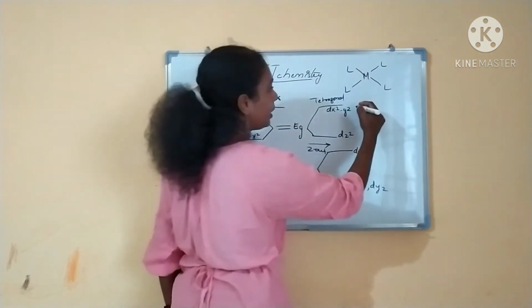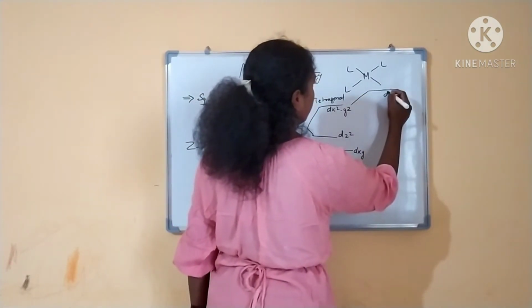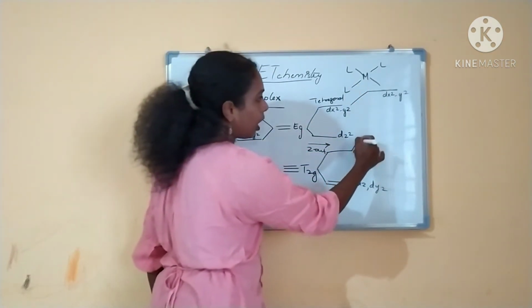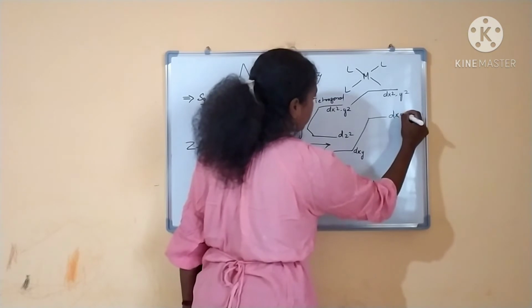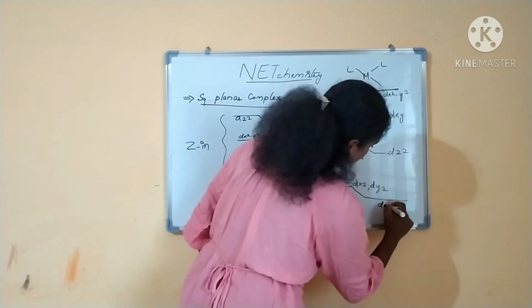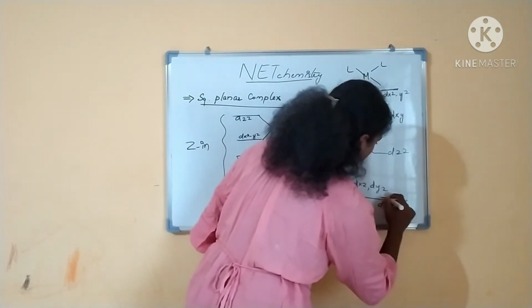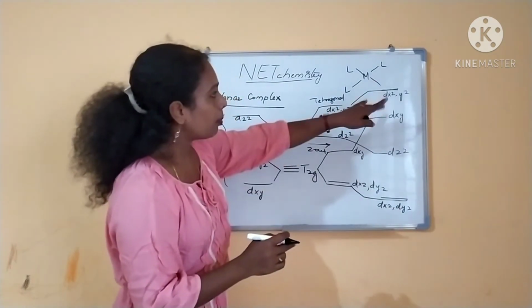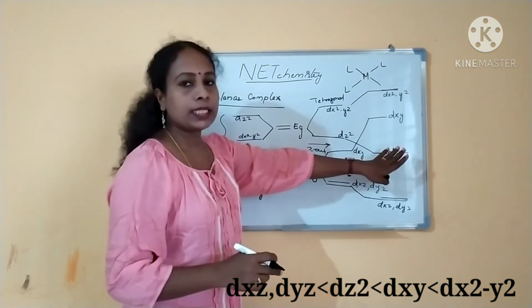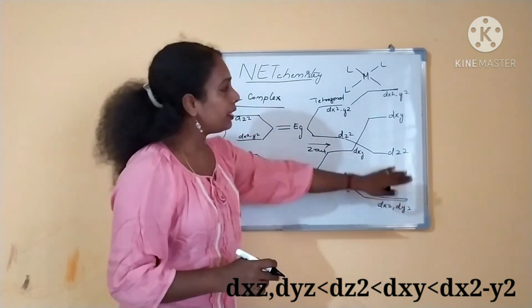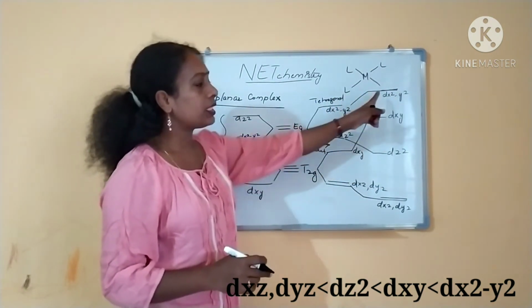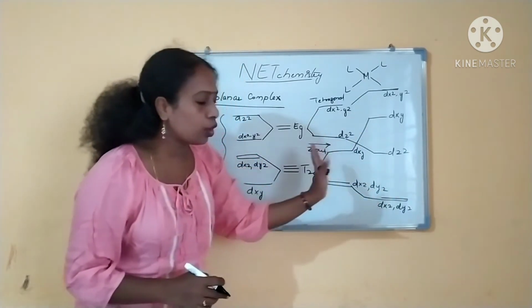And if you consider the splitting in a square planar complex, dx square minus y square will be splitting more. After that, dxy will be splitting more, right? So this is the splitting in square planar complexes. dx square minus y square will be splitting more than dxy. Z ligands are not there. Then dz square, then dxz and dyz. This is the splitting in a D8 low spin square planar complex, clear?